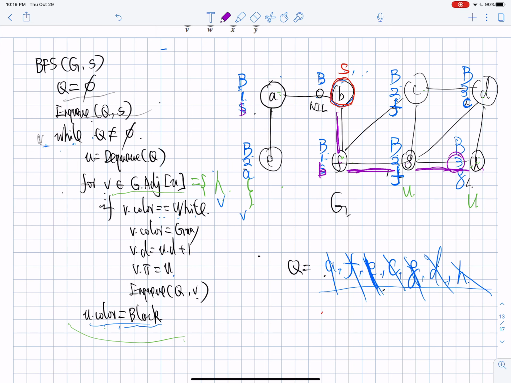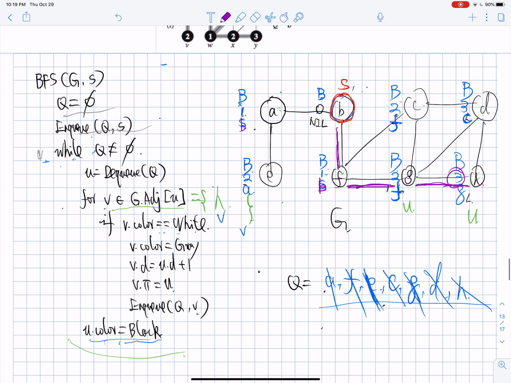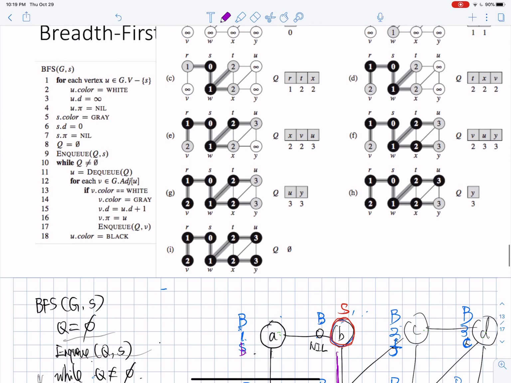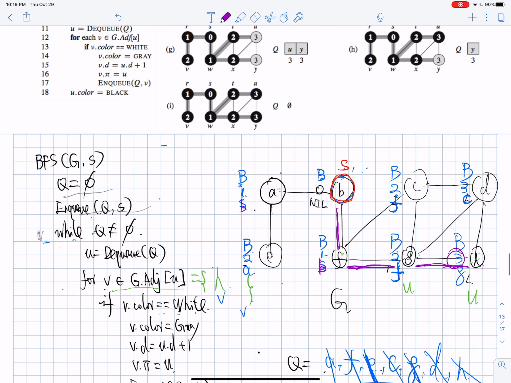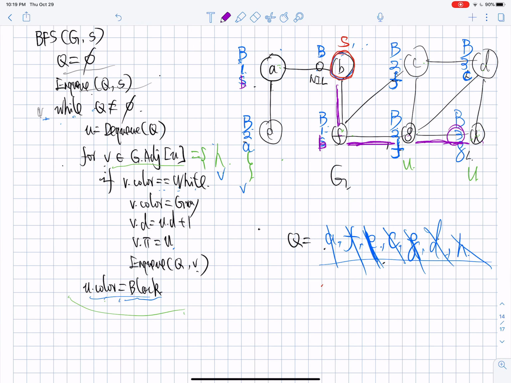You can check this by yourself for the other nodes, and this is the end of the algorithm as I showed in this picture. But I think my illustration using the example over here is more clear.